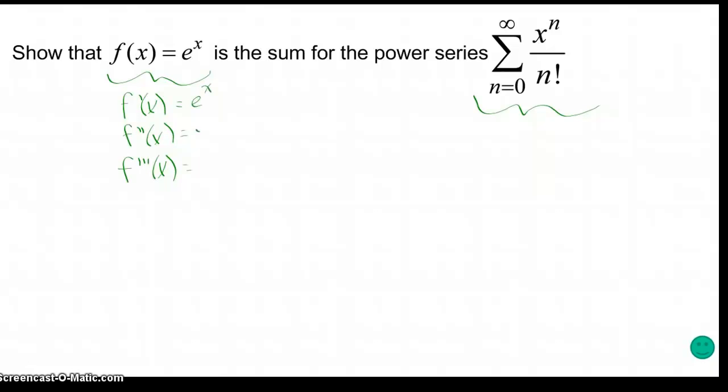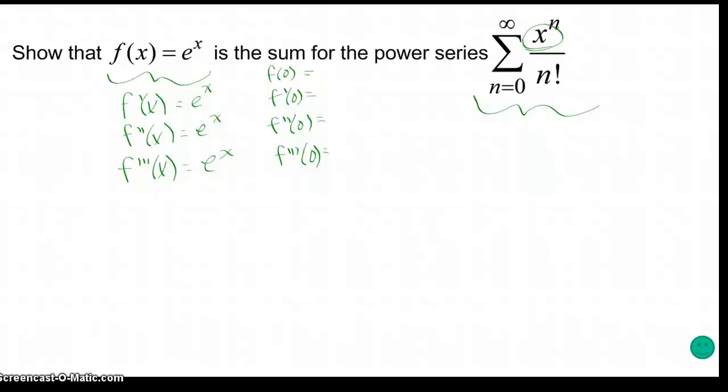e to the x is its own derivative. The question here is, at what value should we evaluate those derivatives? Where is our center point in question? Why am I saying it's 0? Well, there's a huge clue right here that I'm centered at 0. And you may have to make that connection.